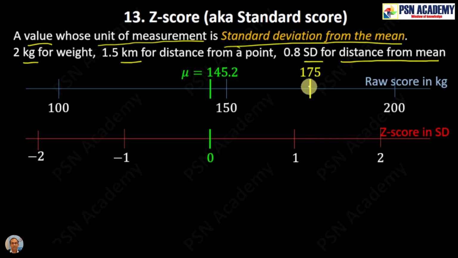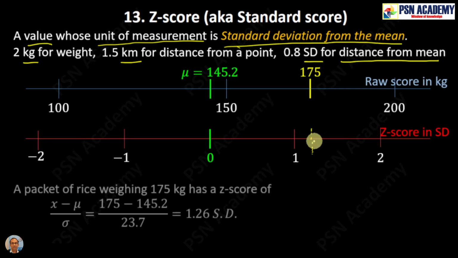Suppose we have a bag of rice with 175 kgs. Now, we want to find out what will be the corresponding standard deviation of this 175 kg in this scale. Now, it is obvious that the point will be somewhere here, which will be perfectly aligned with this point at 175, right? Now, we have to find out the amount of standard deviation from here to here. We go with this formula, x minus mu by sigma. Now, this x is your observation data, that is 175. And this mu is the mean, that means 145.2.